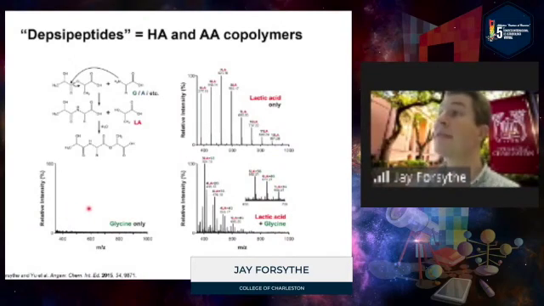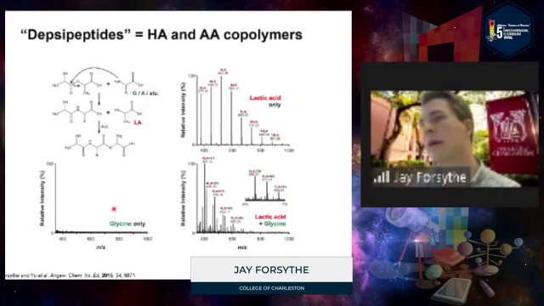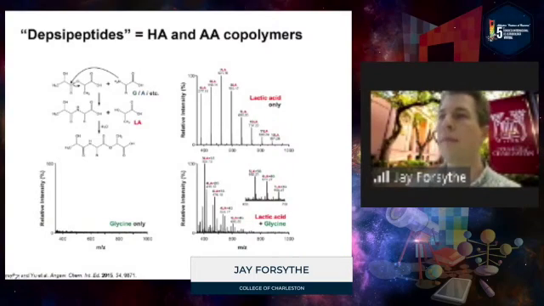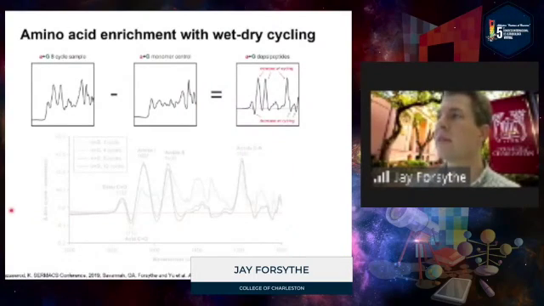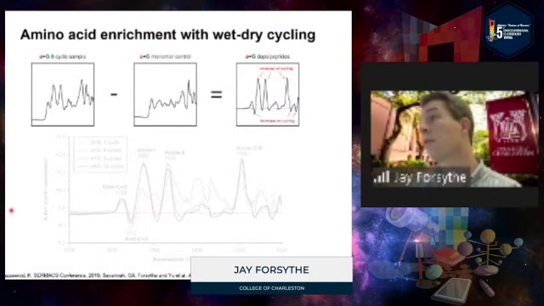If you do this reaction with glycine alone, you can form short peptides, but the longer chains don't form. There's really no products above 3, 4 residues in length. However, if you do the hydroxy acid alone, you see numerous oligoester, polyester products. And when you mix the two, you get these combined depsipeptide copolymers. An interesting thing about this process is, if you do repeated cycles of wetting and drying, you can actually enrich for the amide or peptide content in the oligomers.